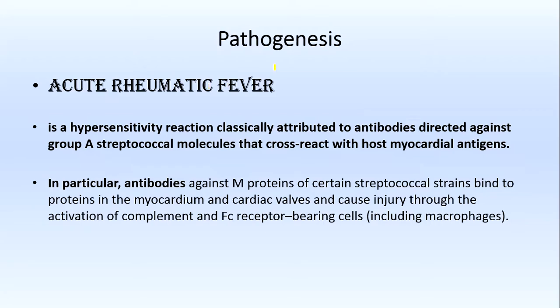Now, what is the pathogenesis of acute rheumatic fever? Basically, it is a hypersensitivity reaction which occurs due to the antibodies directed against group A streptococcal molecules, and these antibodies cross react with the myocardial antigens. Basically the M protein of streptococcus produces antibodies, and these antibodies cross react with the protein in the myocardium and cardiac valves. The injury is produced through activation of the complement and Fc receptor bearing cells.